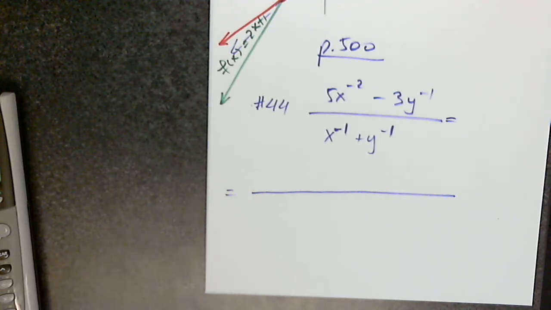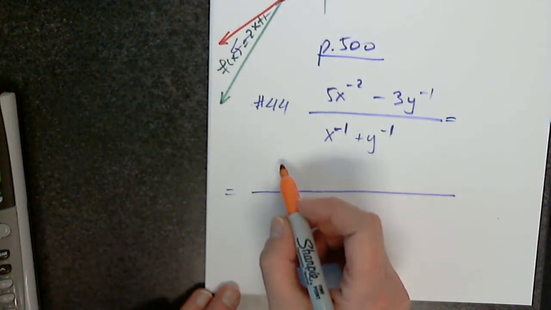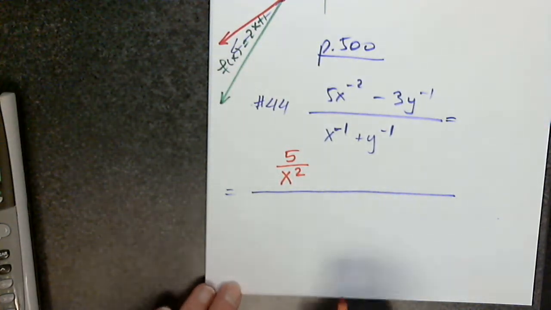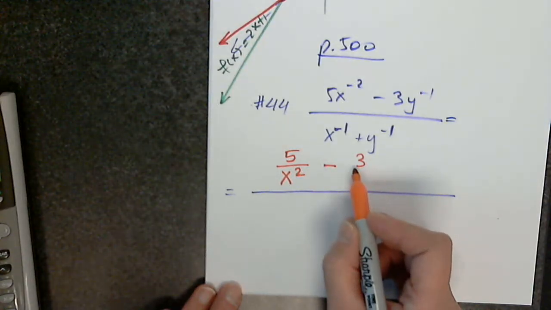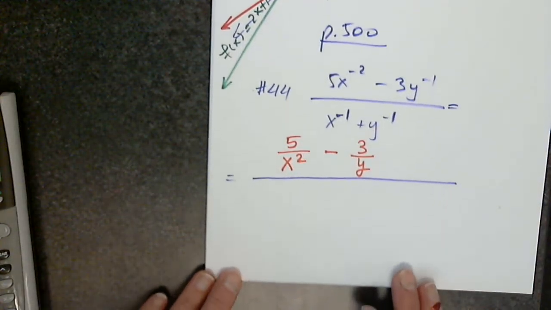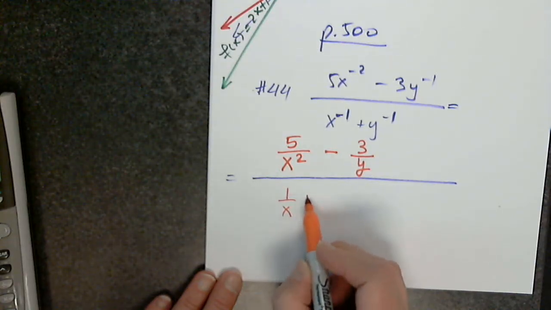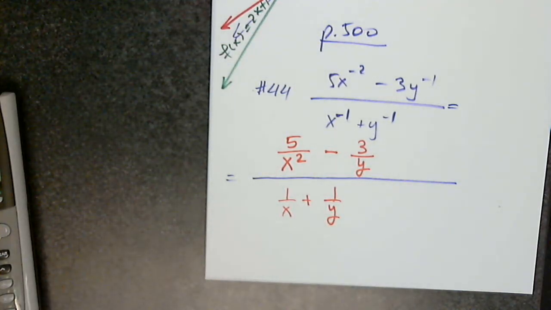Can anyone get us started? Good. So 5 over x squared minus. Very good. And plus. Very good. That's a starting point. Excellent.